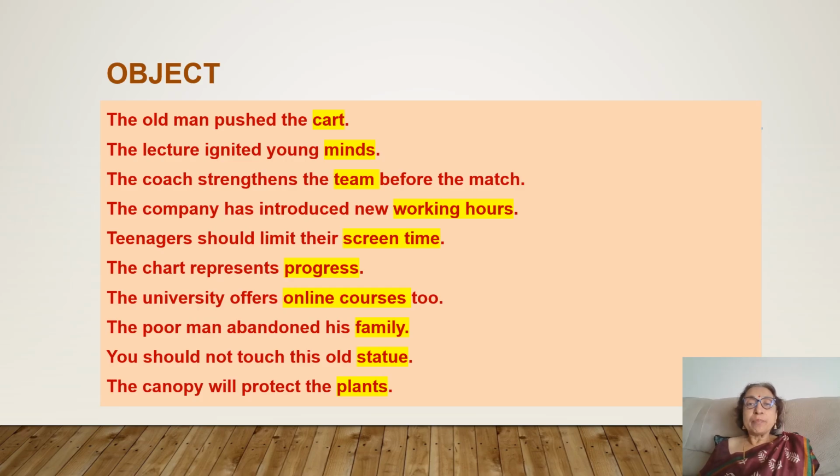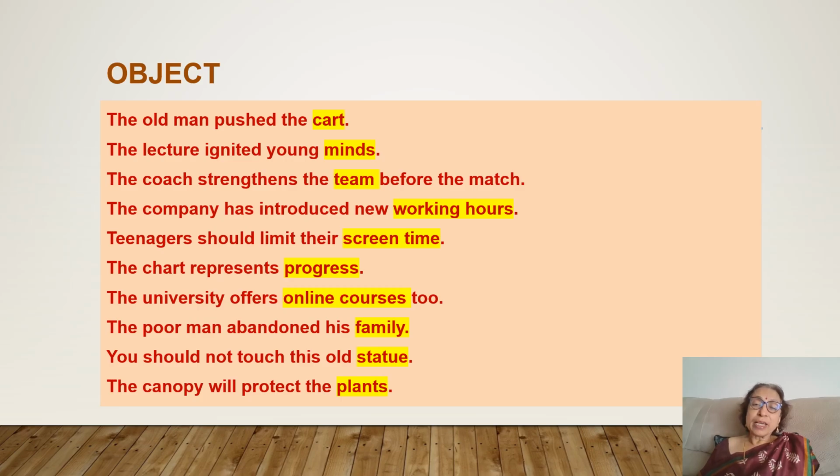The poor man abandoned... incomplete again. What did he abandon? Who did he abandon? His family. So family is the noun, the object of the verb abandoned. You should not touch... Again, what or who? Then you have information. What and who, etc., get you information, noun answers. Therefore, you say, this old statue. The statue is the noun. This and old are descriptions for the statue. So, statue is the object.